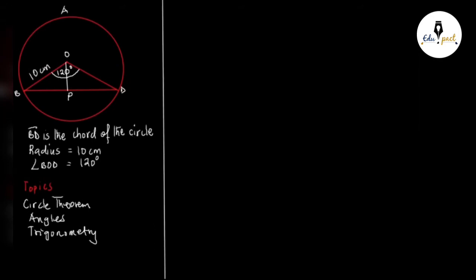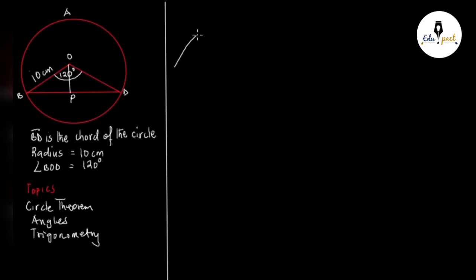So we have triangle BOP, and you have angle BOP to be 60 degrees and then we have side BO to be 10 centimeters. Now, in order to be able to find the chord BD, we would have to find the side or length BP.